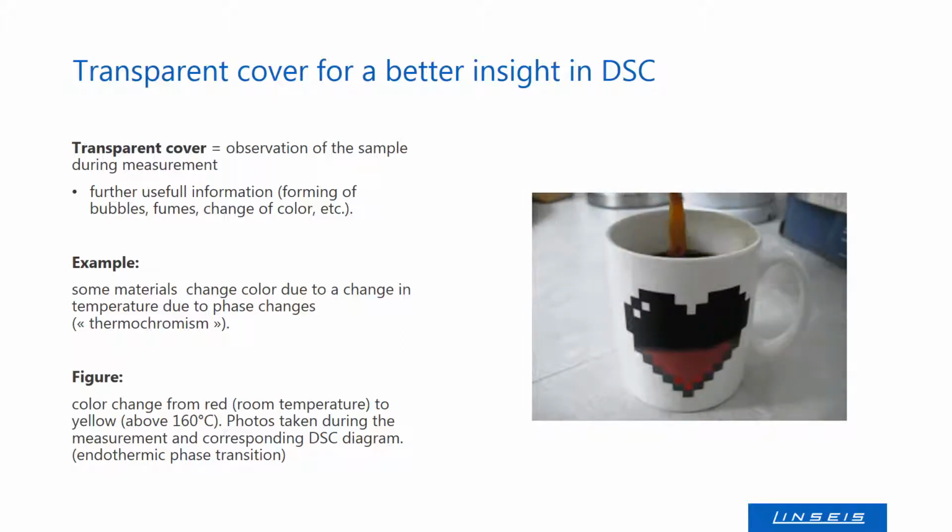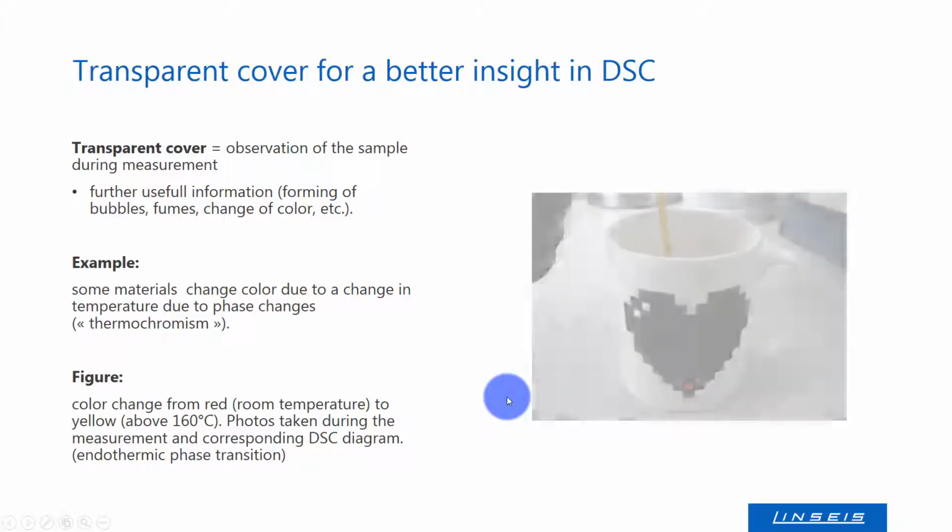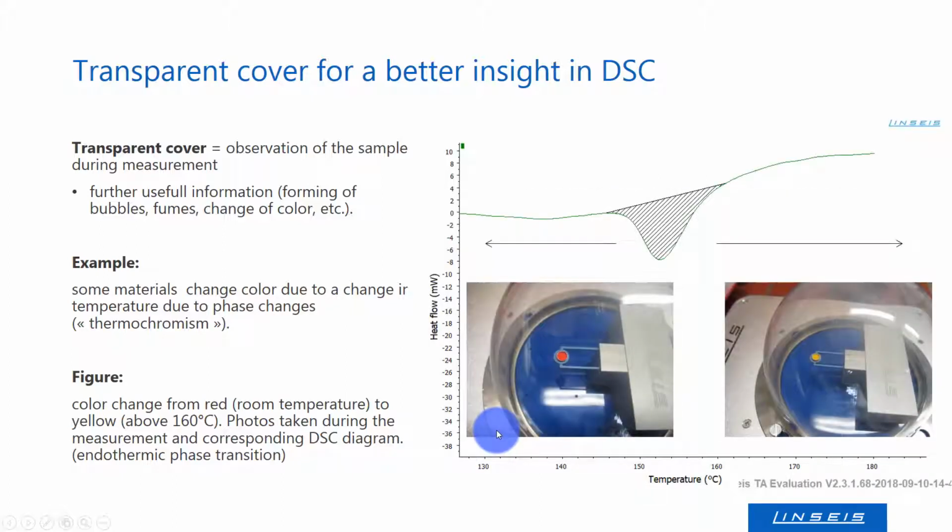For example, some materials change their color at certain temperatures due to phase changes, which can be used in thermometers and other applications. This effect is called thermochromism. On the right-hand example, you can see the color change from red at room temperature to yellow at around 160 centigrade. The photos were taken during the measurement, and the corresponding DSC diagram can be seen above.